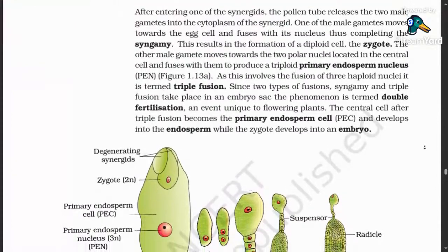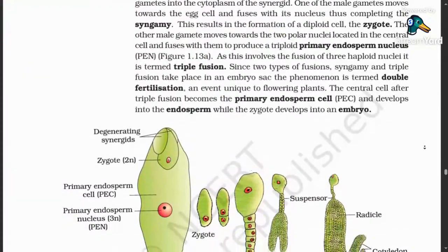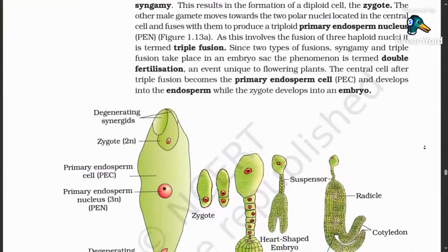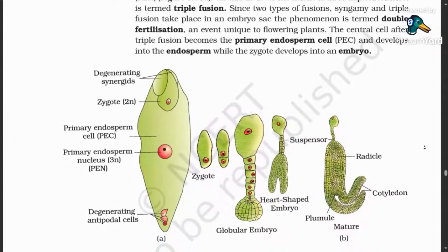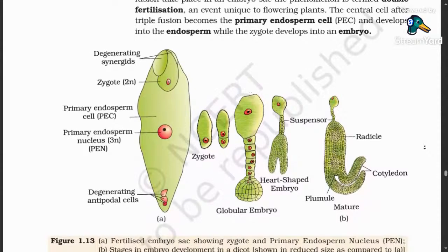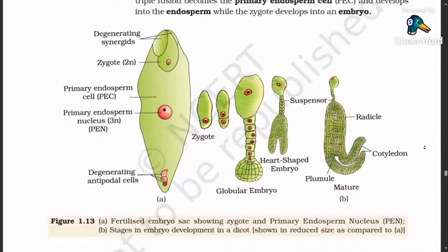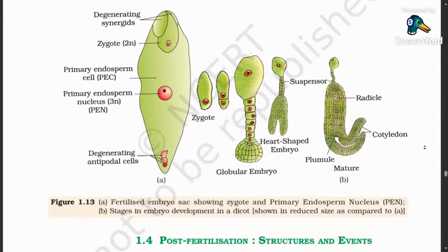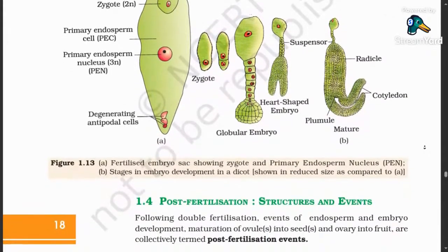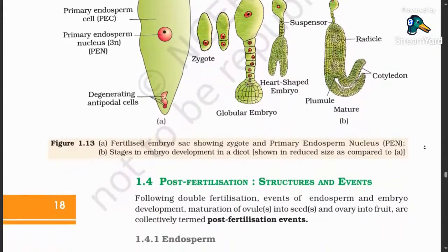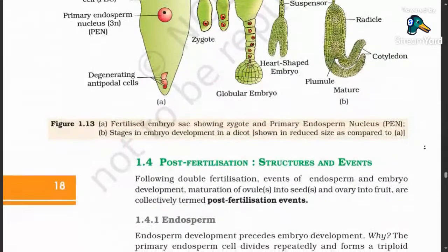The central cell after triple fusion becomes the primary endosperm nucleus, PEN, and develops into the endosperm, while the zygote develops into an embryo. Post fertilization structures and events. Following double fertilization, events of endosperm and embryo development, maturation of ovules into seeds and ovary into fruits are collectively termed as post fertilization events.